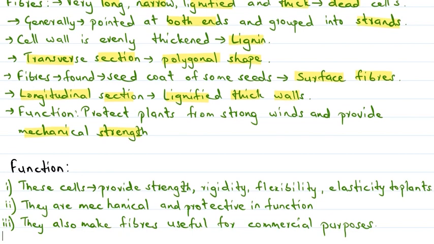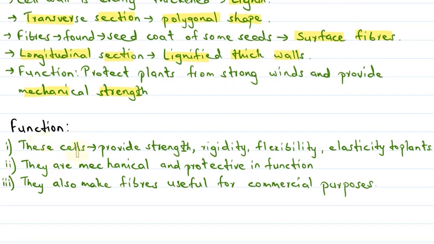Then we finally discussed the functions of sclerenchyma cells. These cells provide strength, rigidity, flexibility, elasticity to the plants. Then they are mechanical and protective in function, and thus they make the plant parts hard and stiff. Then the sclerenchyma cells also make the fibers useful for commercial purposes, like they help in making ropes, gunny bags, fabrics, etc.